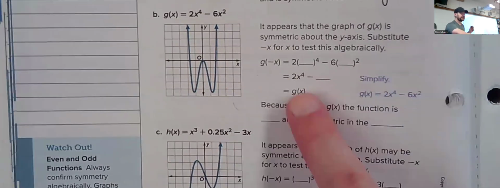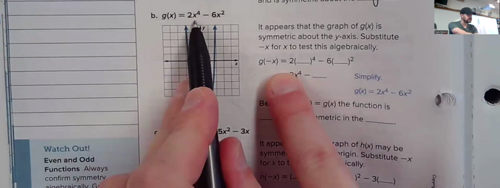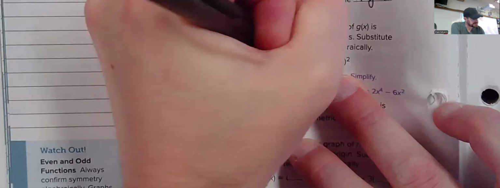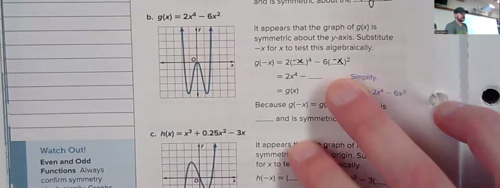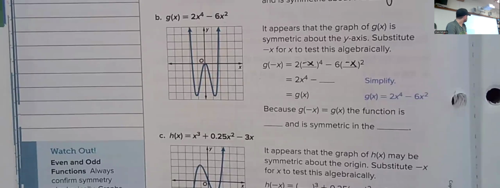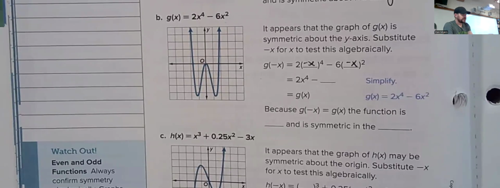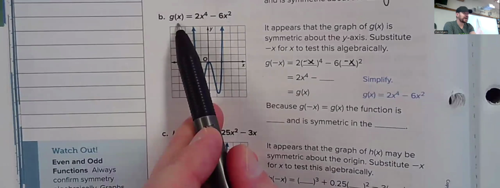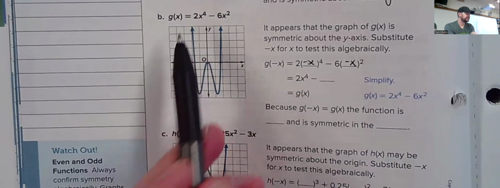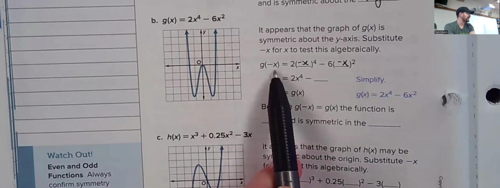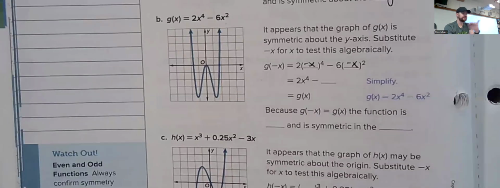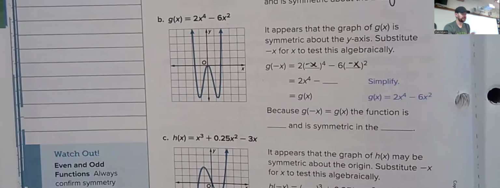So if we plug in an opposite x all 3 times here, the value of y here when x is positive should be equal to the value of y here when x is negative. The values of y should be the same. They should not be opposite this time.